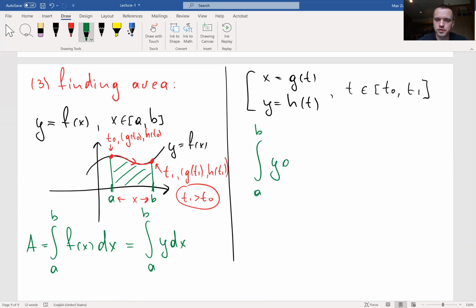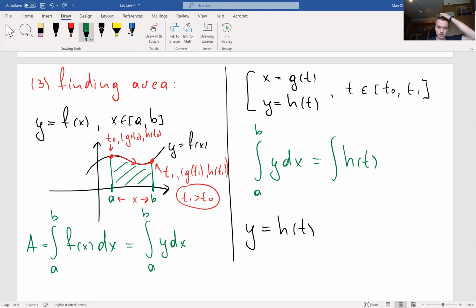Y is equal to dx. Okay, so first you can see that if I have function y, then my function y is going to get unchanged. I'm going to have just h of t. So that's why over here I'm going to have integral of h of t. But then I have my second term. My second term is dx.